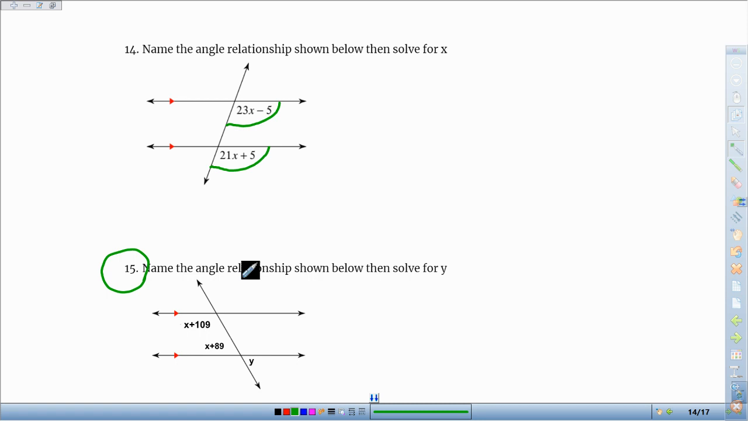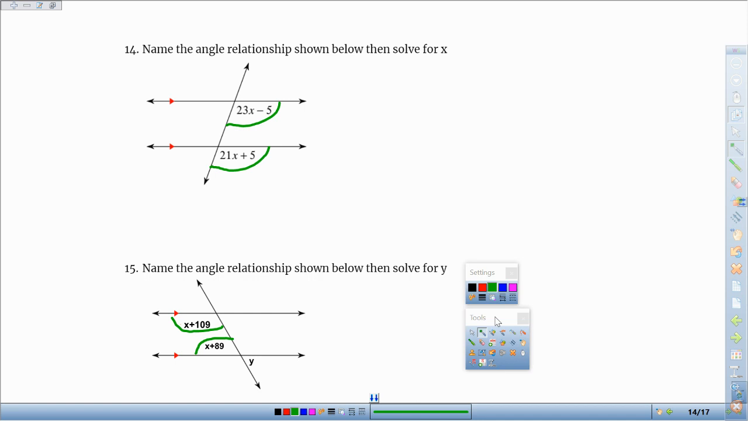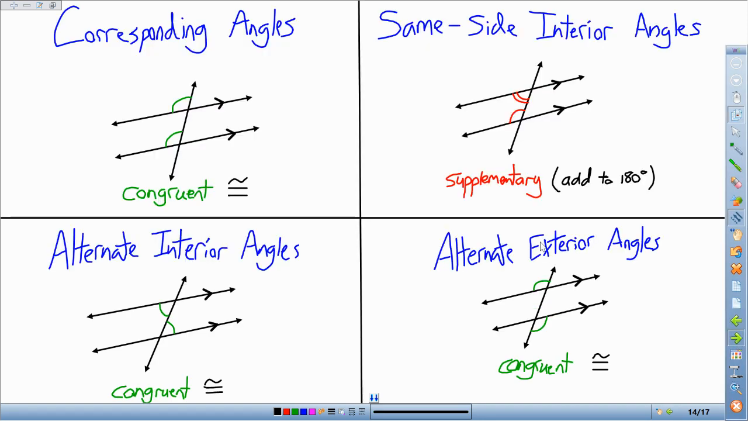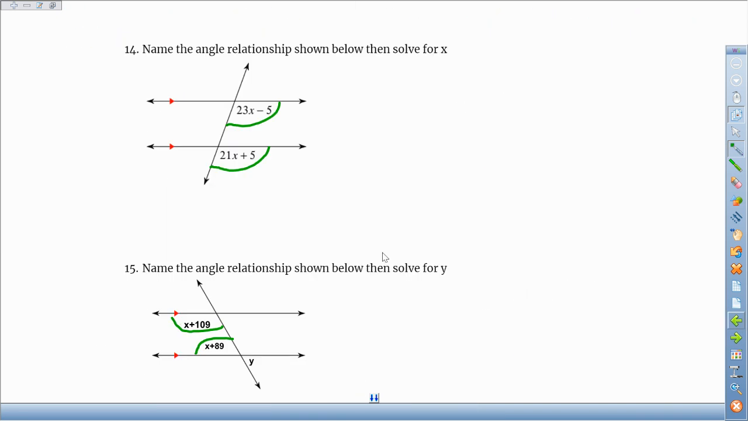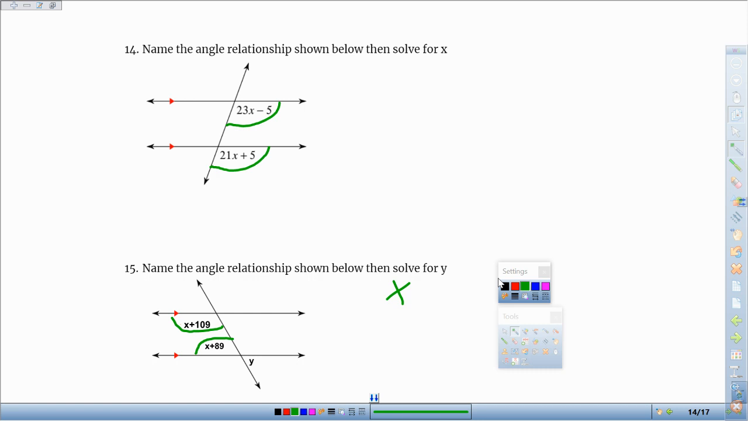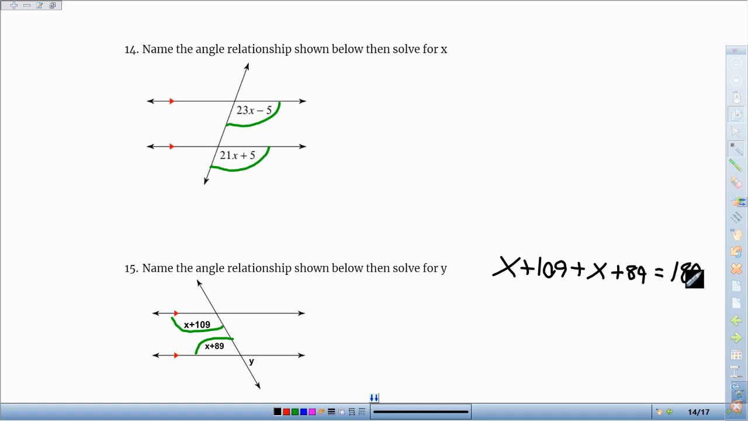Let's take a look at 15 though. We're dealing with this angle and this one. Here's what I notice. They're on the same side of the transversal on the interior of my two parallel lines. These are same side interior. What's the rule with same side interior? They are the weird ones. They add to 180. So there is our equation that we can make. We know that x plus 109 plus x plus 89 equals 180.